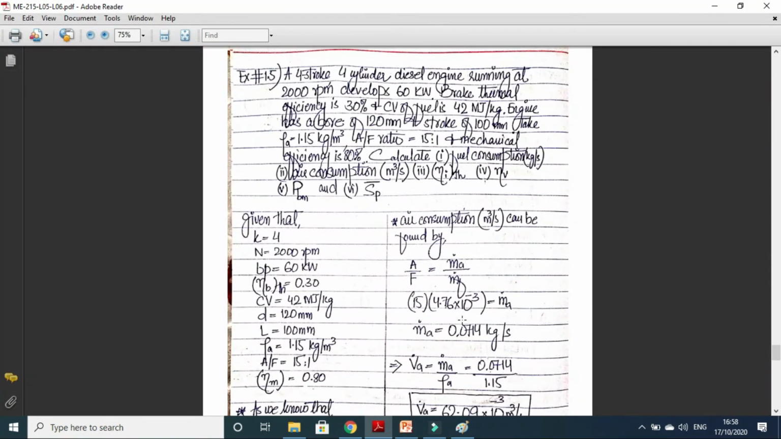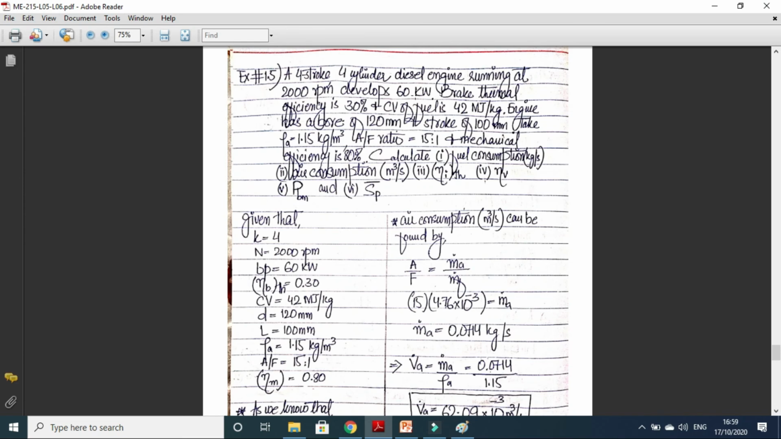Now let's solve numerical 1-5 A. 4-stroke means small n will be equal to capital N by 2. That is the power strokes. Number of power strokes will be half of the RPM. 4-cylinder means K is equal to 4. A diesel engine running at 2000 RPM develops 60 kilowatt. It is not mentioned whether it is brake power or indicated power, so the power developed by the engine is actually brake power.